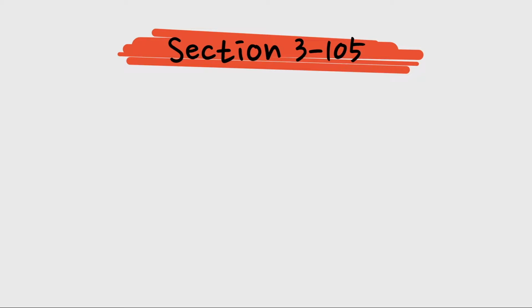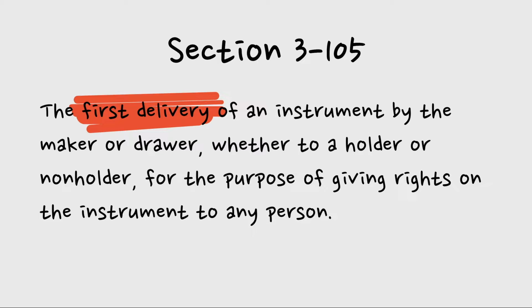So let's look in more detail. When we say issuance, what we mean under the code, and this is a code-heavy subject, negotiable instruments, under Article 3, Section 105, so 3.105, the issuance is the first delivery of an instrument by the maker, in the case of a note, or drawer, in the case of a check. And they're going to give it, whether to a holder or non-holder, for the purpose of giving that party rights on the instrument. So it's that initial or first delivery.